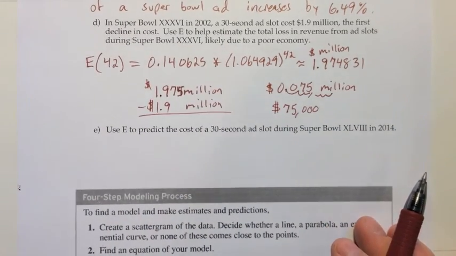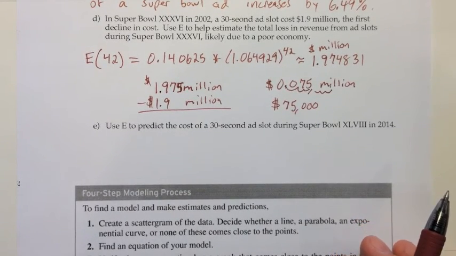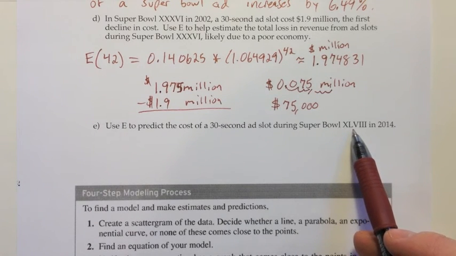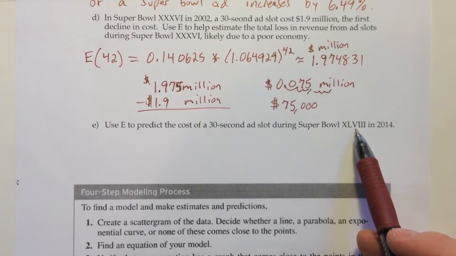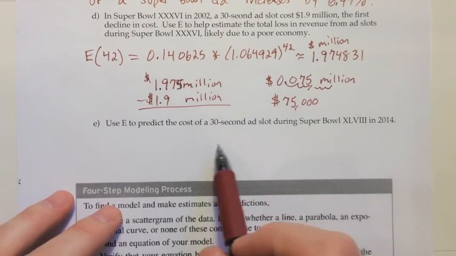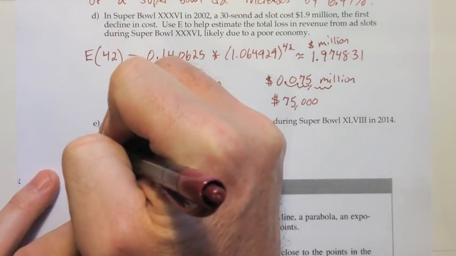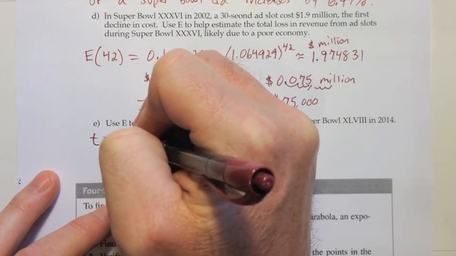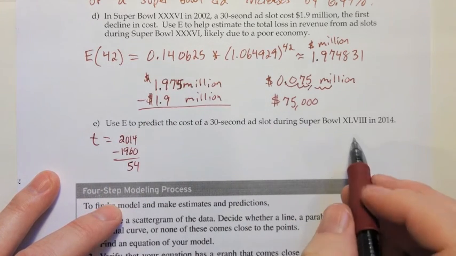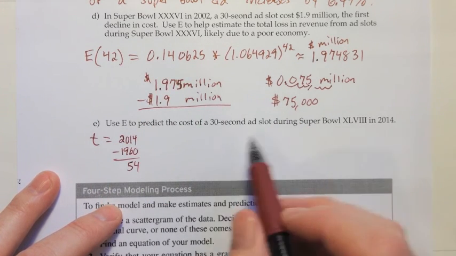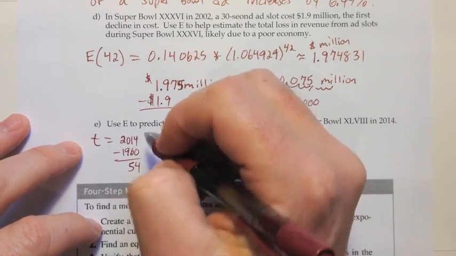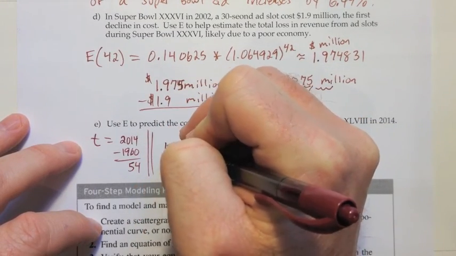All right, and then finally, they want us to use E to predict the cost of a 30-second ad slot during Super Bowl, oh my goodness, my Roman numerals. I think this is 40 and then plus 8, so Super Bowl 48 in 2014. So how much should an ad have cost during that Super Bowl? So first of all, we'd figure out T. T is 2014 minus the starting time of 1960. So that's 54 years later. I think, what did I say that was? Super Bowl 48. Earlier they said the first Super Bowl was 1967, so there's some hope my Roman numerals were right there.